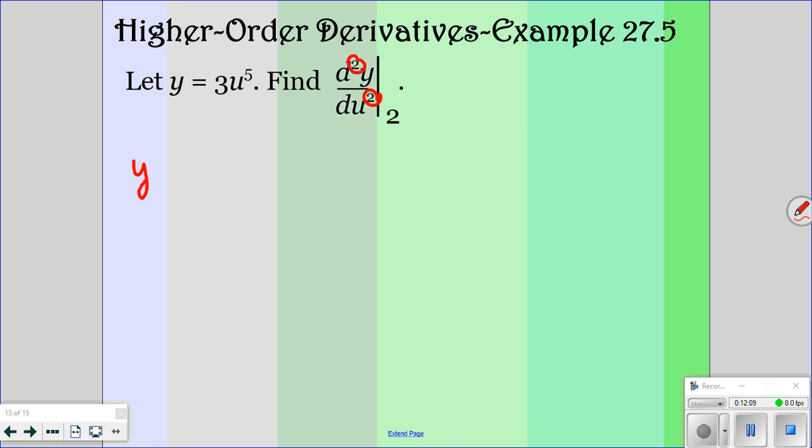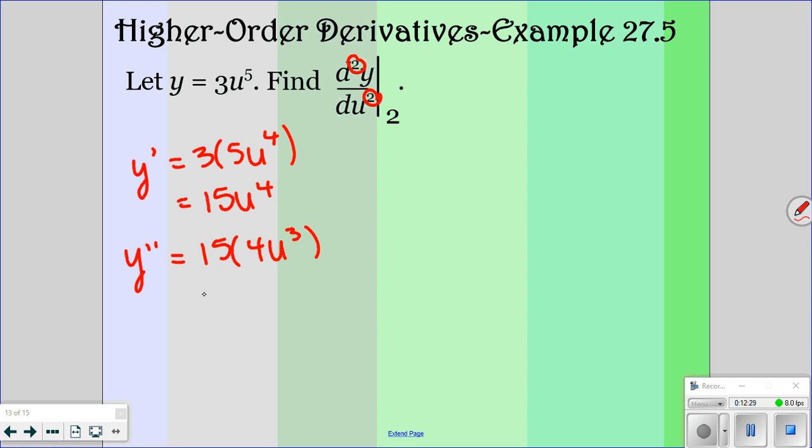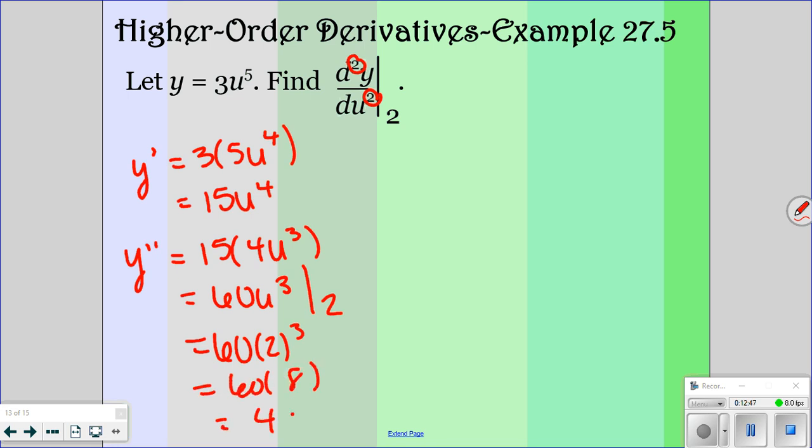So the first derivative, we would do 3 and then 5u to the 4th, because 5 minus 1 is 4, which is 15u to the 4th. Then the second derivative, you would do 15 times 4u to the 3rd. So you would have 60u to the 3rd. And then it says evaluate it at 2. So if you plug in a 2, you have 60 times 8, which is 480. And so that would be your answer for that one.